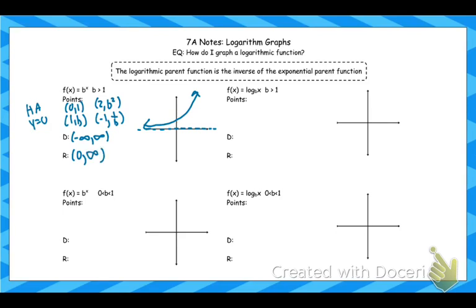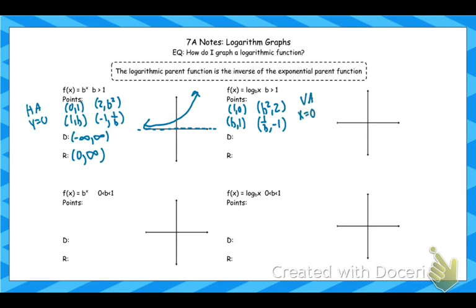So the log function, since it's the inverse, is going to have the exact same points. We're just going to flip the x and y's. So instead of 0, 1, it's going to go through 1, 0. Instead of 1 comma the base, it's base comma 1. Instead of 2 comma the base squared, it's base squared comma 2. And 1 over the base comma negative 1. And again, since we're flipping x and y's, that means we're also going to flip the asymptote. And this is very important.